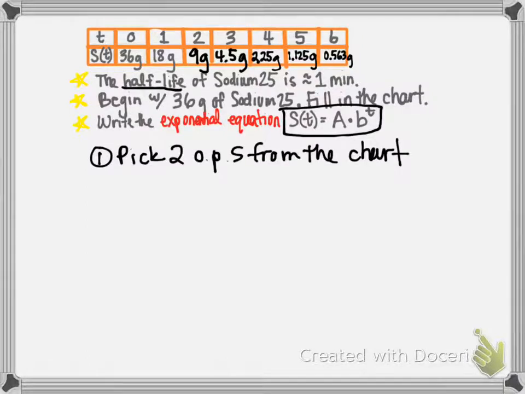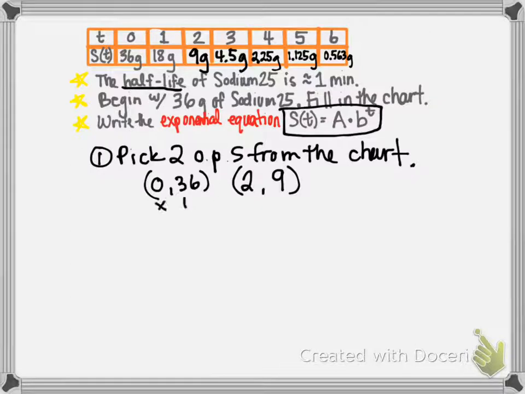Okay, so from the chart, I'm definitely going to pick 0, 36, because that is just way too easy not to use, right? And then for the other one, it really doesn't matter, you guys. I think I'm just going to choose 2, 9, because why not, right? So notice that even though it's t, that's taking the place of x, right? Because it's s of t, so that's my input-output.